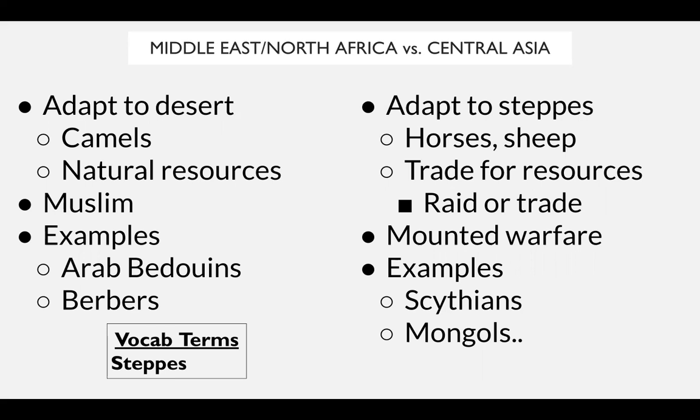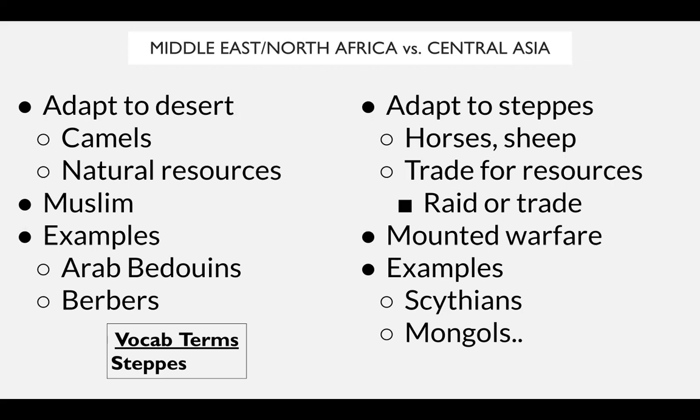There's a difference in terms of religion between these two groups of people. Middle Eastern and North African nomads tend to be Muslims. They want to connect to overland Muslim trade routes. But in contrast, we don't see really a unified religion among Central Asian nomads. Some are Muslim, some are Christian. We'll talk about a variety of that later on today. Some are Buddhist, others are practicing native religions like Tengrism that we'll talk about more with the Mongols.